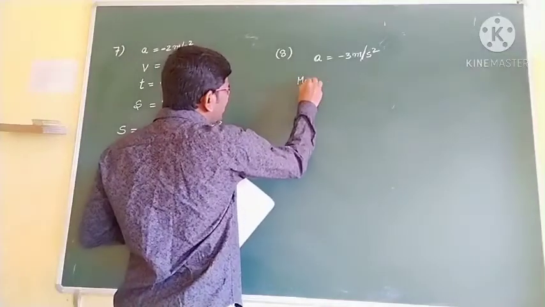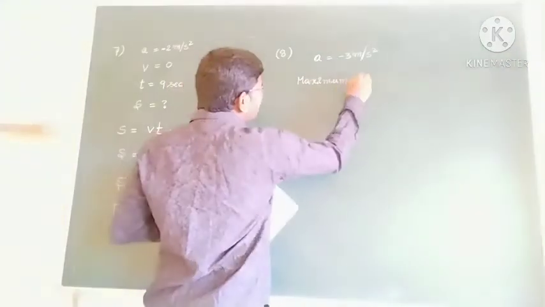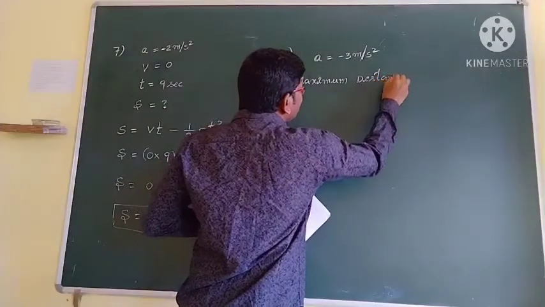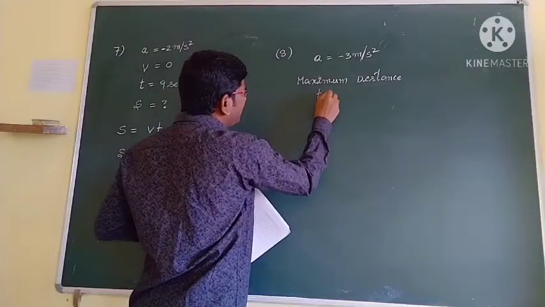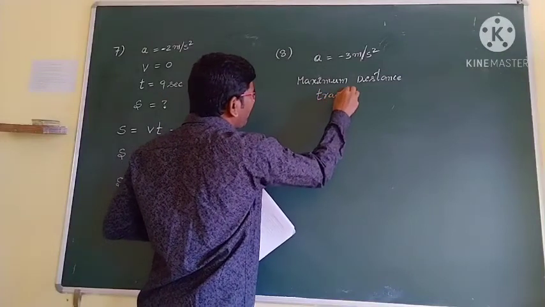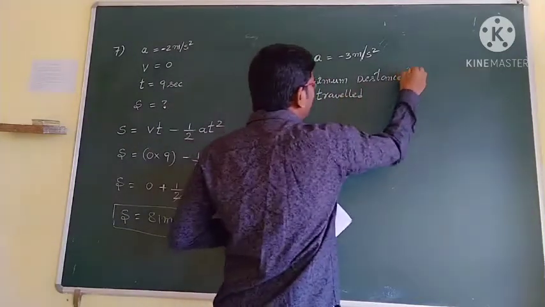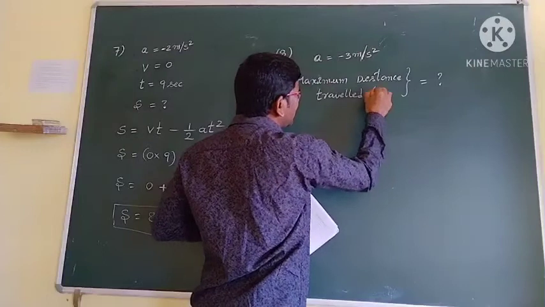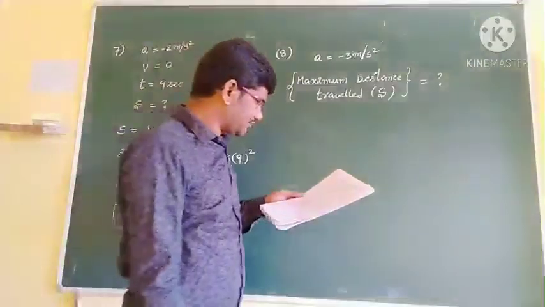Find the maximum distance traveled. That is called S only. The question mark is the maximum distance traveled.